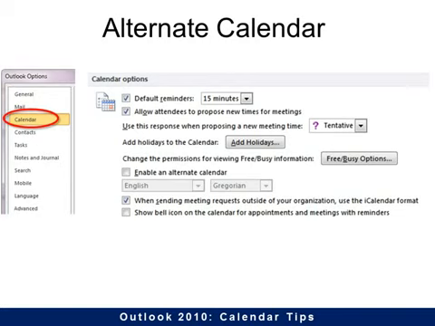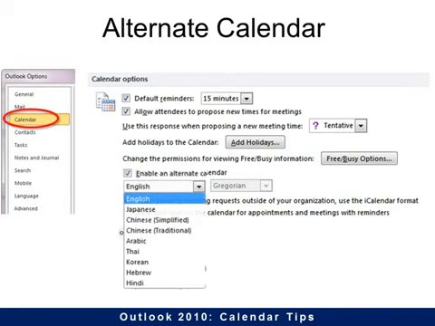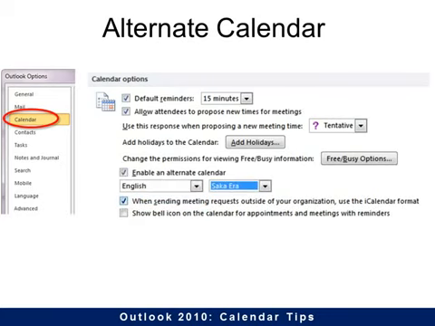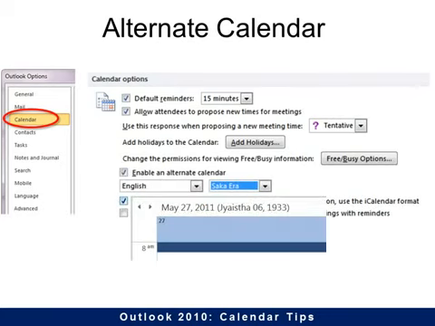Sometimes you might even want an alternate calendar, and you could choose what language it is in, and then the calendar that might be appropriate. For example, the Saka era calendar. If you have a lot of people that work that are from India, that would certainly be useful.